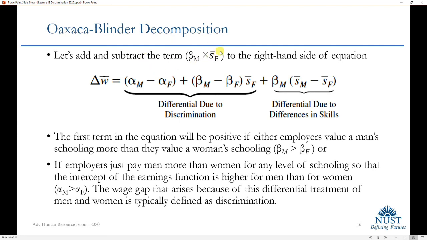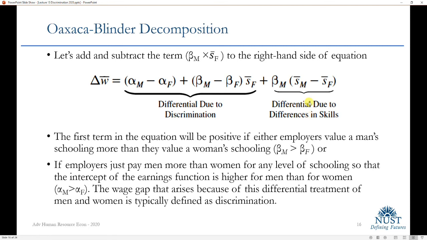After some transformation, you can work on this transformation at home. This is fairly easy. After some transformations, you will get this equation. What this equation is telling you is that on the right hand side, this is the difference in wages. Since we are talking about the differences in wages between male and female, this is the difference in wages because of the differences in skills.